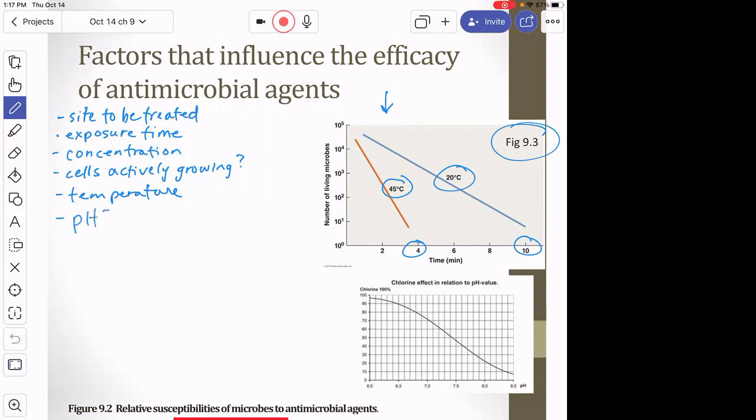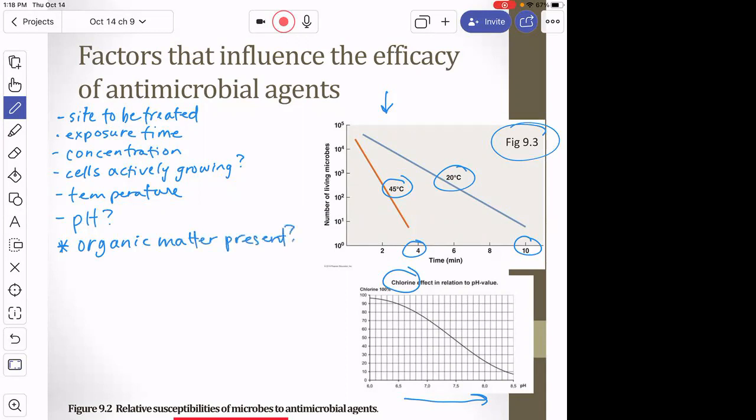What about the pH? Some chemicals are going to work better at certain pHs. If you've ever taken care of a pool, then you know that you have to pH the pool water very carefully, because the chlorine will start to dissociate as the pH gets higher, and then it won't be effective anymore. So you want to keep the pH in the range where the chlorine is actually going to work.